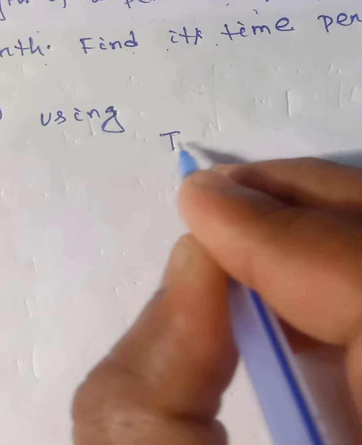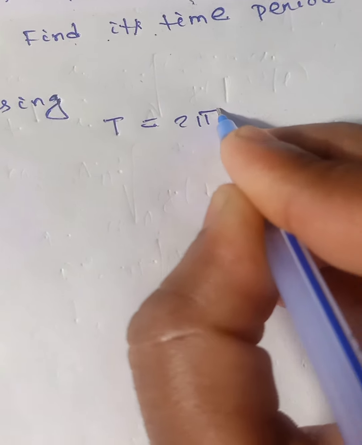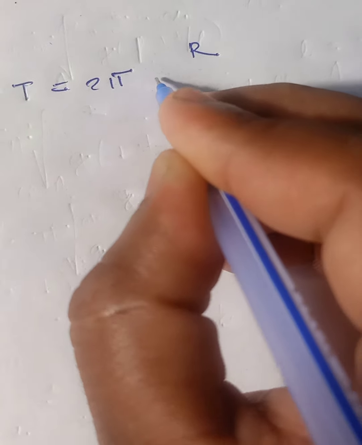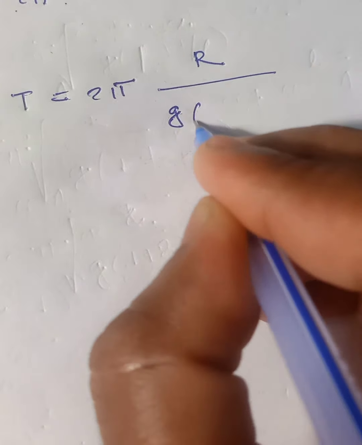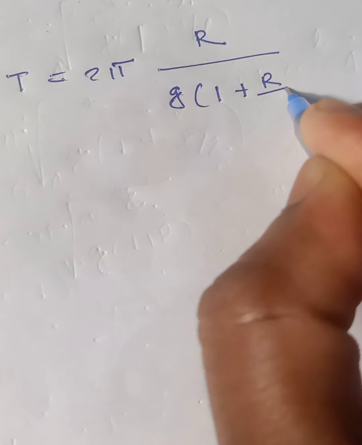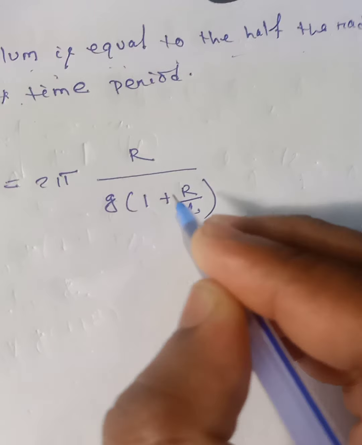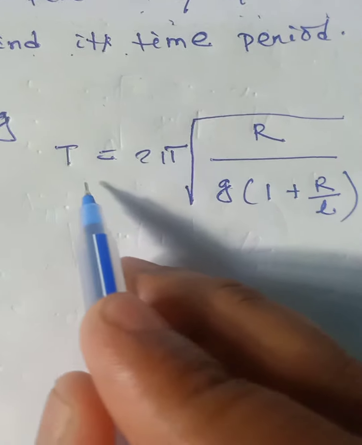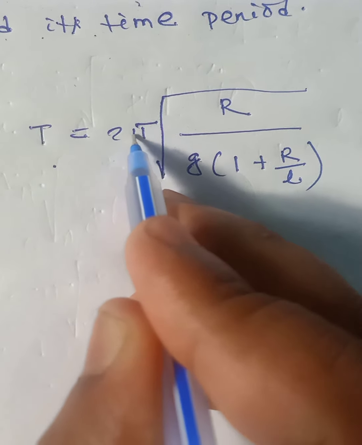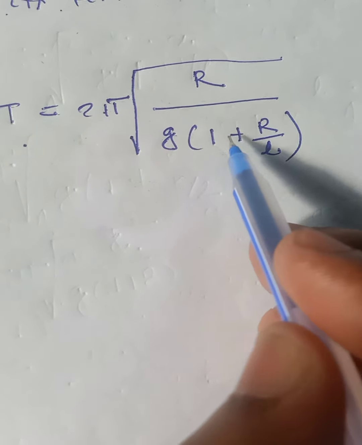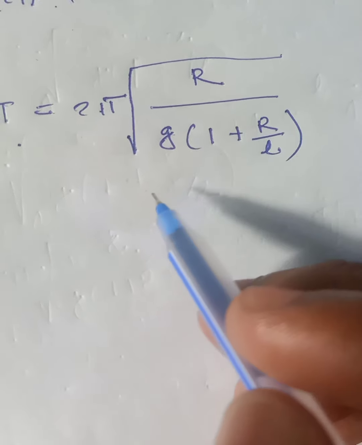Now, using the formula, time period T is equal to 2π root of R divided by G times (1 plus R by L) whole over root. Okay, R by L. So using this formula, time period equals 2π root of R divided by G times (1 plus R by L) whole over root.